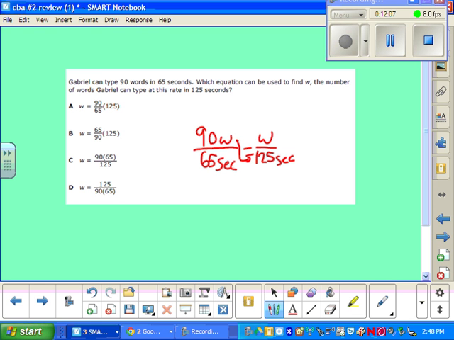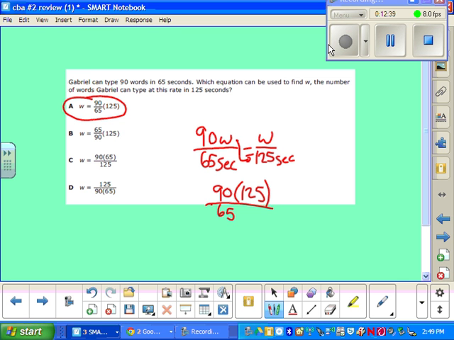To solve for W, we need to multiply 90 times 125. And then we're going to divide all of that by 60. Okay, so that's simply all we have to do to find W. And then we go back over to our answer choices and see which one matches that, which is A.